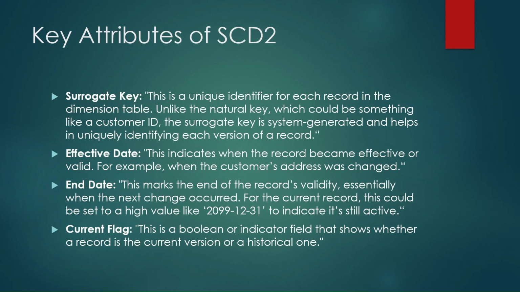Effective date. This indicates when the record becomes effective or valid. For example, when the customer's address was changed. End date. This marks the end of the record's validity, essentially when the next change occurred. For the current record, this could be set to a high value like 2099 to indicate it is still active. Current flag. This is a Boolean or indicator field that shows whether a record is the current version or a historical one.